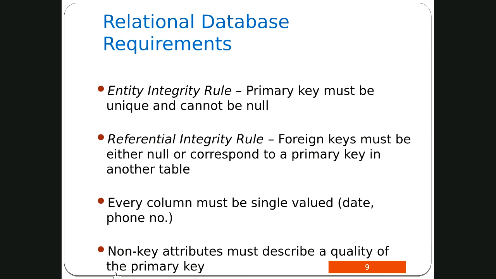And the last one is that non-key attributes must describe a quality of the primary key. So any quality of the primary key, such as name, date of birth, phone number, address, GPA, each quality of the primary key is called a non-key attribute.